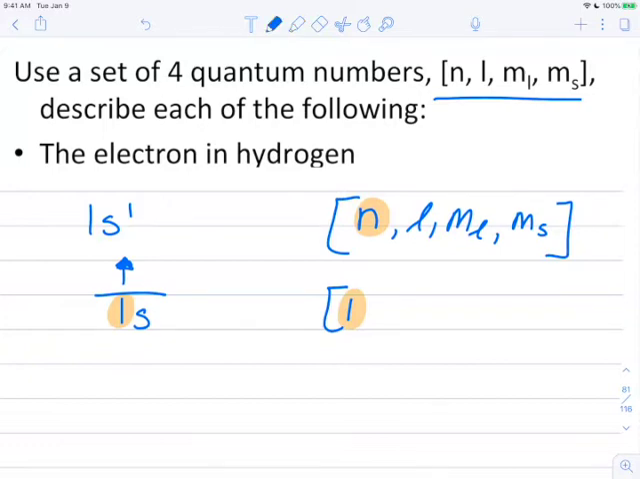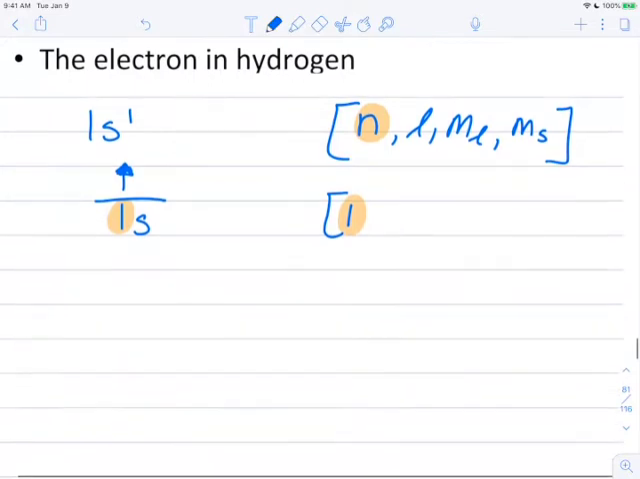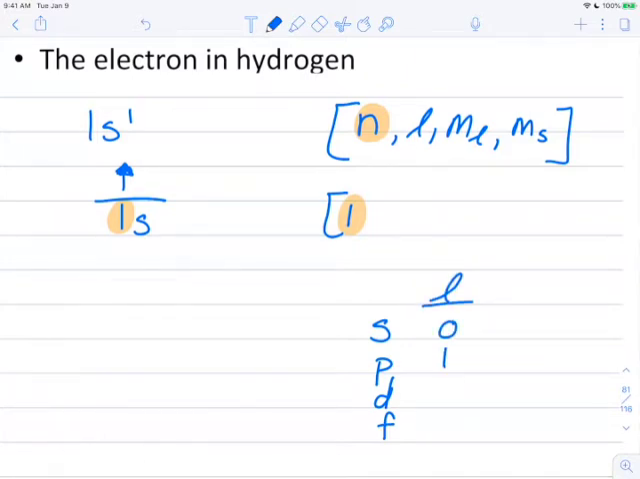Next up, we're going to do L. One thing that I recommended is that you write out S, P, D, and F, and then write their L values. So S was 0, P is 1, D is 2, and F is 3. So for L, because we are in the s orbital, it has an L value of 0.